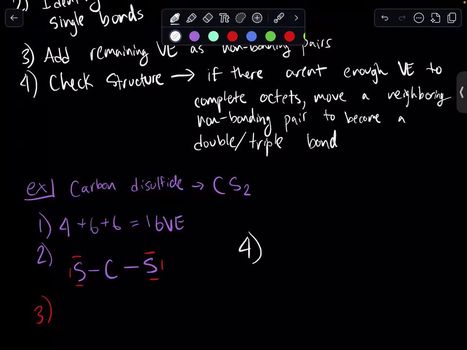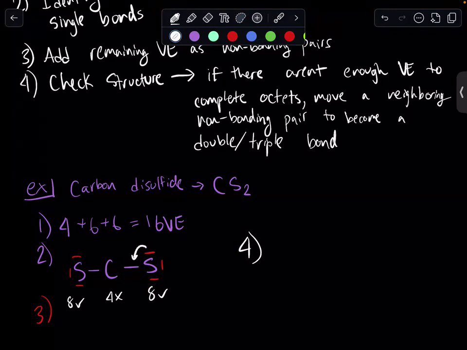So I notice this has 8, so it's good. This has 8, so it's good. But carbon only has 4, so it's not good, when I'm counting the valence electrons. 2, 4, 6, 8. 2, 4, 6, 8. 2, 4. So carbon is not good. So what I need to do is I need to do a little bit of moving.